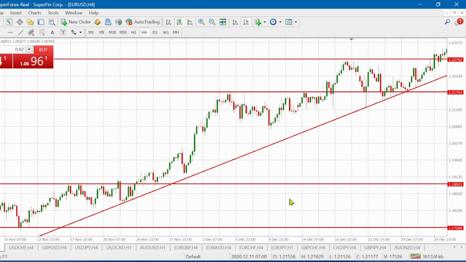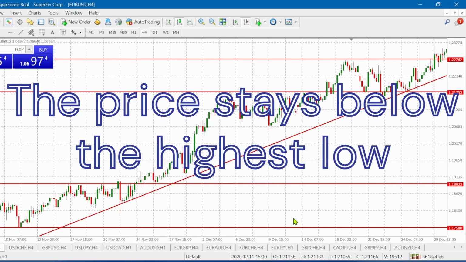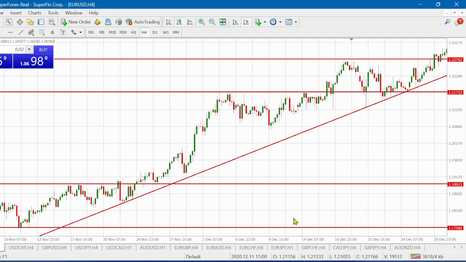Nice. Now, to identify that this is a trend continuation, you need to make sure that the price stays above the lowest low of the previous pullback. That is, if it's an uptrend. And I'll show you here what I mean in a moment. If it's a downtrend, you need to make sure that the price stays below the highest low of the previous pullback. Let's get into it.